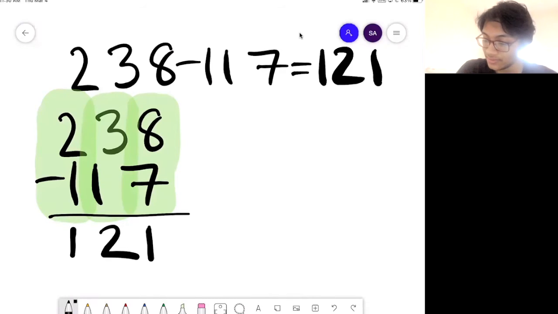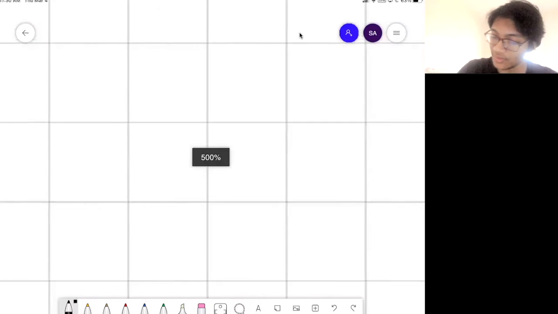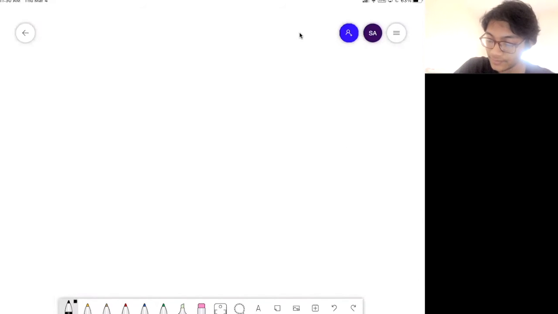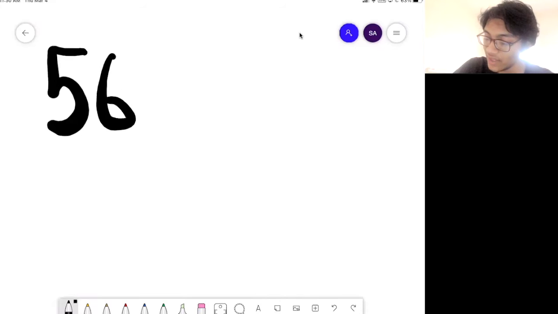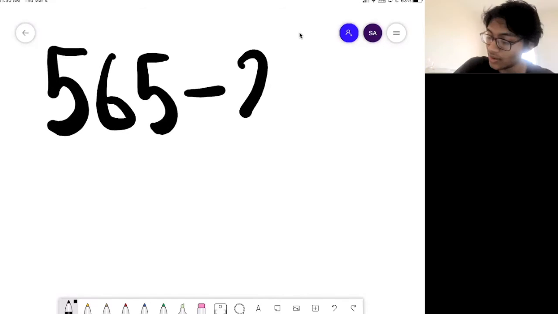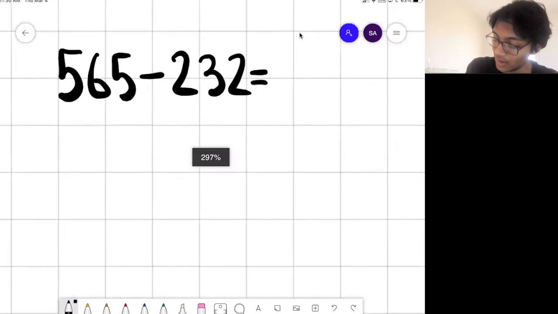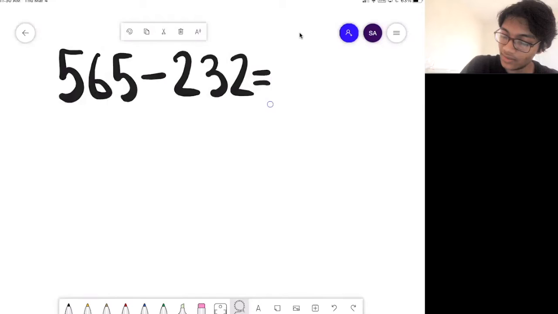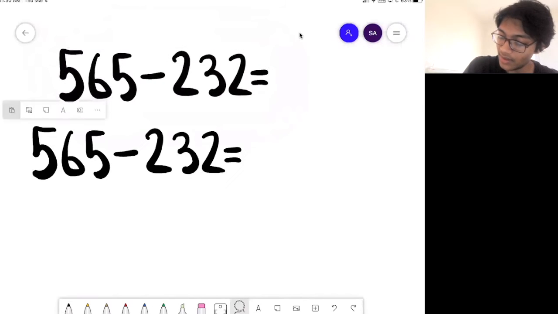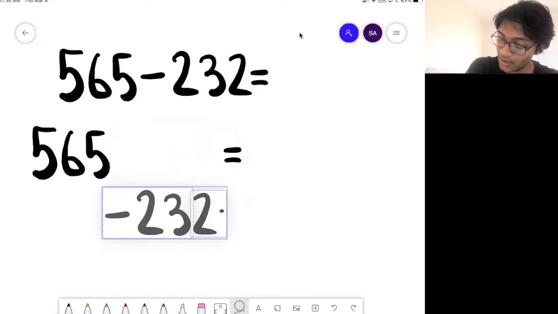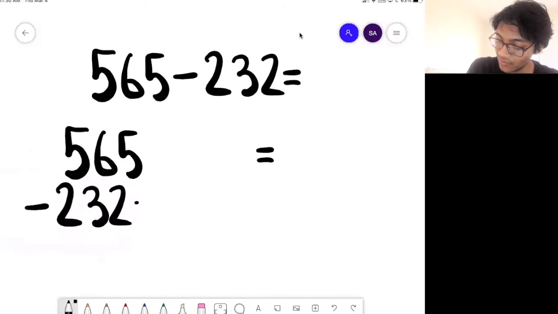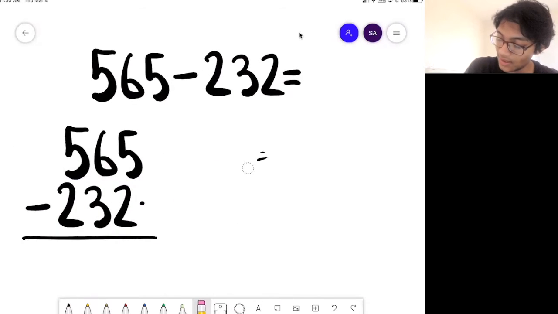Let's do some more. This is not too bad. Let's say I have 565 minus 232. Okay, so how are we going to find out this one? Well, again, I'm going to just copy this, put it right here on the bottom, take the minus 232, and put that minus 232 under my 565, put this bar, and erase anything I don't need. Now I'm ready to do the math.